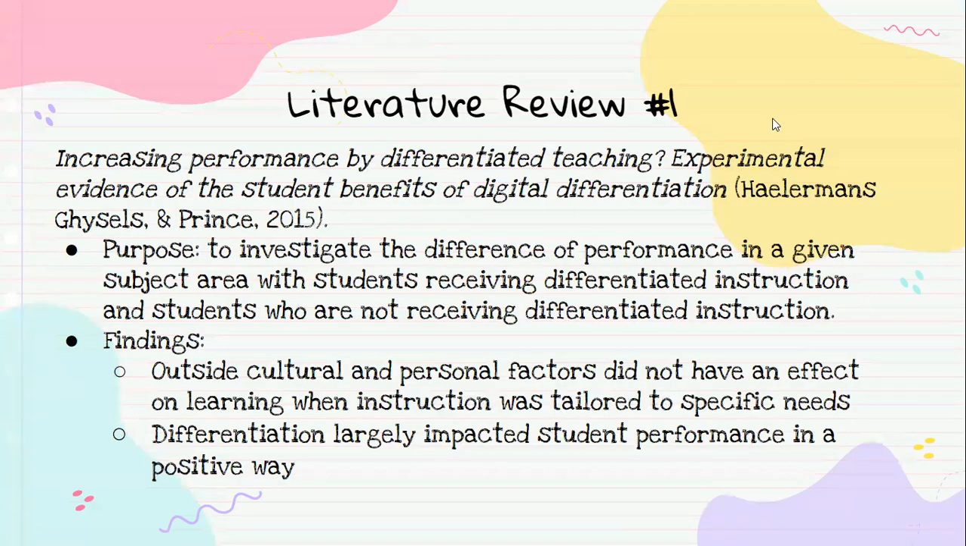So, for literature review number one, the purpose of this literature review was to investigate the difference of performance in a given subject area with students receiving differentiated instruction and students who are not receiving differentiated instruction. So, this literature review focused on two different focus groups based on students who were receiving it and who were not receiving it. And the findings of this one were that all students who had differentiated instruction were largely impacted, and their performance had positive correlations with it.